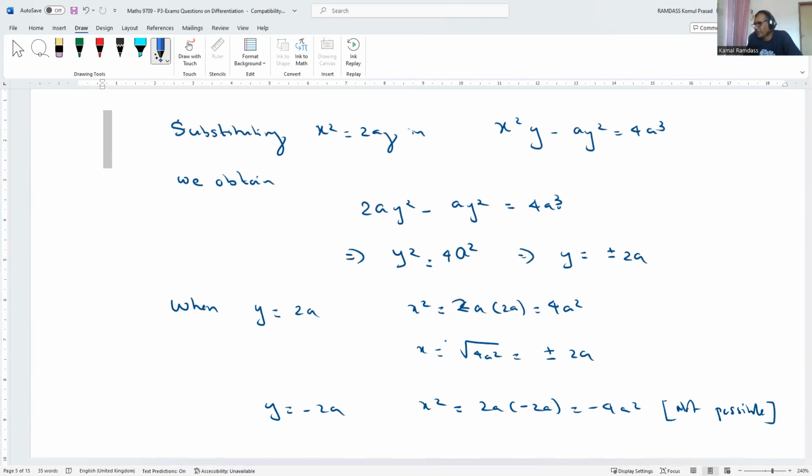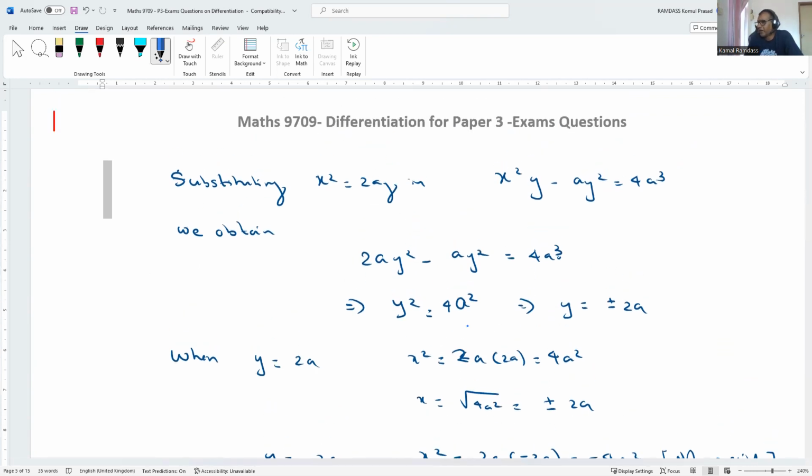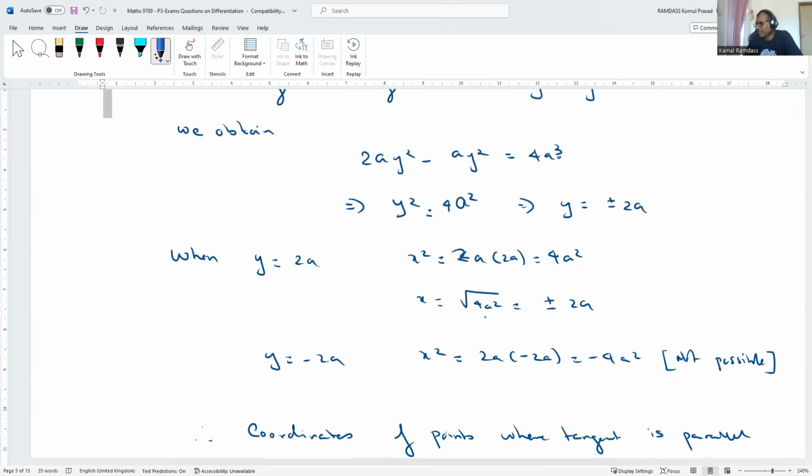Bon, nous disons quand y is equal to 2a, ça veut dire x squared, parce que x squared is equal to 2ay, x squared is equal to 4a squared, and x is equal to root de 4a squared, x is equal to plus ou minus 2a. Quand y is equal to minus 2a, x squared is equal to minus 4a squared. Et moi, je ne suis pas capable de trouver la valeur de x dans the real domain. OK? Ça veut dire, une real value pour x là. X squared is equal to minus 4a squared: not possible. Ça veut dire, cette partie-là, moi, j'élimine.